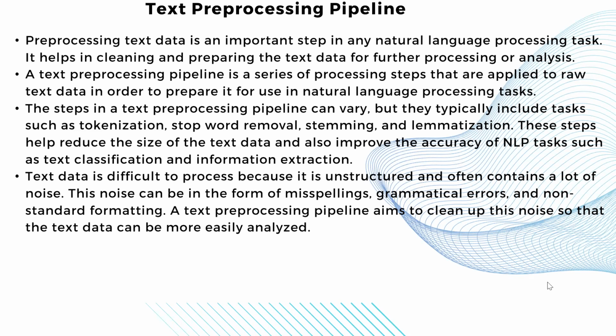The steps in a text pre-processing pipeline can vary, but they typically include tasks such as tokenization, stop word removal, stemming, and lemmatization. These steps help reduce the size of the text data and also improve the accuracy of NLP tasks such as text classification and information extraction. Text data is difficult to process because it is unstructured and often contains a lot of noise. This noise can be in the form of misspellings, grammatical errors, and non-standard formats. A text pre-processing pipeline aims to clean up this noise so that the text data can be more easily analyzed.